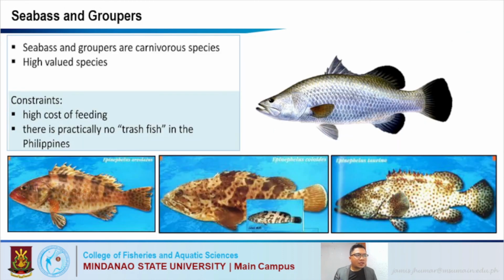And then lastly, we have the seabass and groupers. The seabass and groupers are basically carnivorous species. They are considered to be high valued species. No? The constraint is that this kind of species has a high cost of feeding because you have to grow tilapia in order to feed this particular species, or any other low quality type of fish, some refer to them as trash fish, no? But the constraint is that in the Philippines there is practically no trash fish that you could consider in order for this high quality type of finfish to be grown. Okay, so more or less those are the commercially cultivated species in aquaculture in the Philippines.